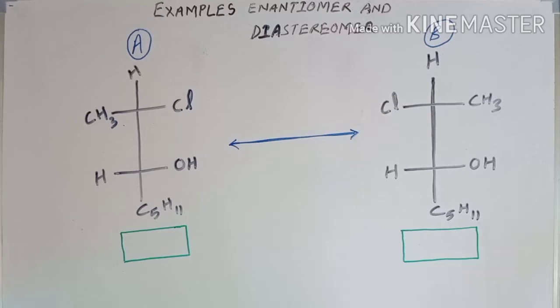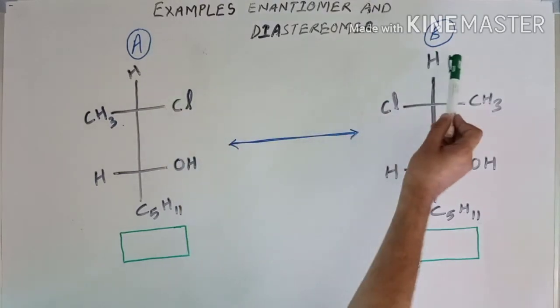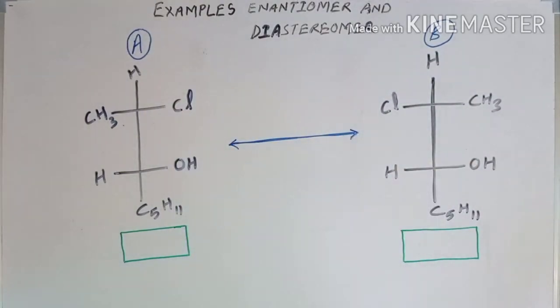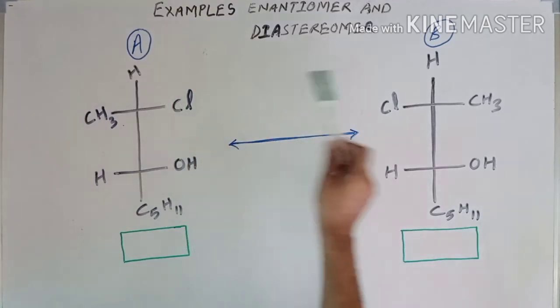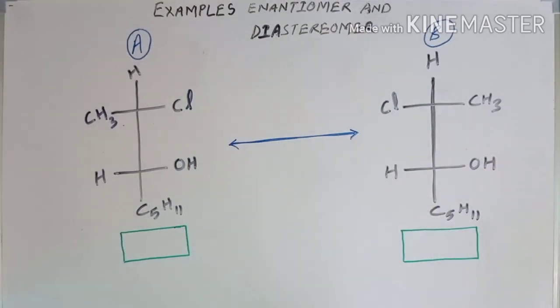In this class, we will find out a relationship between two molecules, molecule A and molecule B. What kind of relationship? We have to find out whether A and B are enantiomers to each other or they are diastereomers to each other. We have to find out this relationship. How will we find out the relationship?